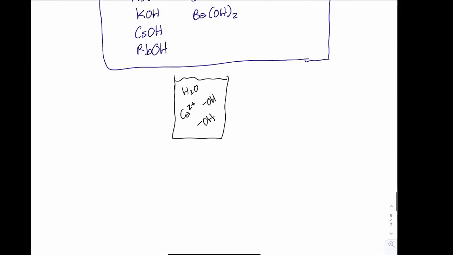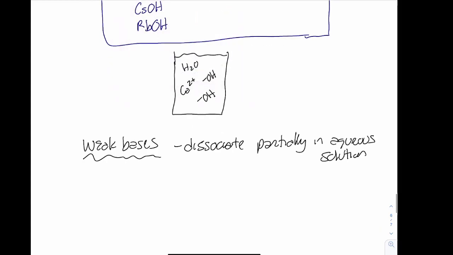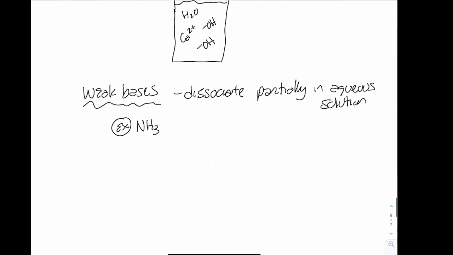Weak bases then. These are going to dissociate partially, to a smaller extent. A couple examples for us. Often they'll have nitrogen in them. And again, you don't really need to memorize these. I'm just giving you some common ones. The easiest way, again, is to just memorize the strong ones. And then if it's not one of those.